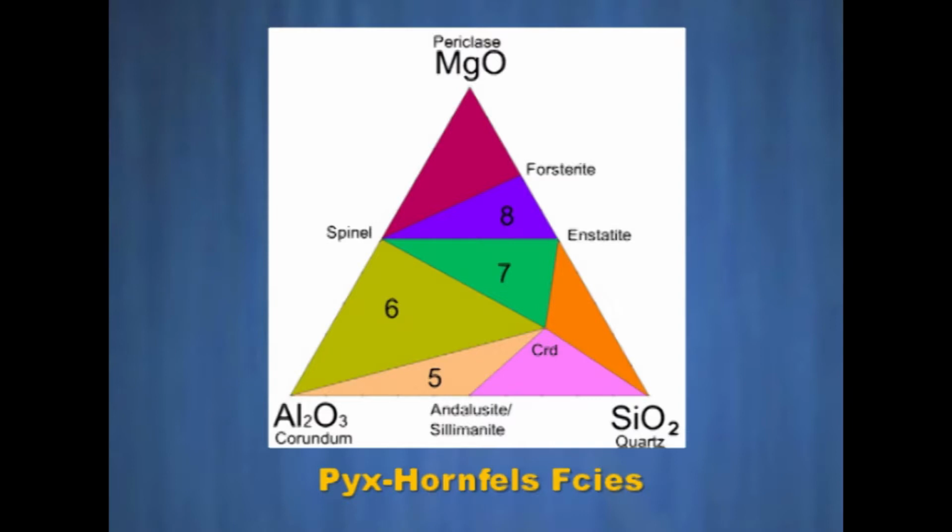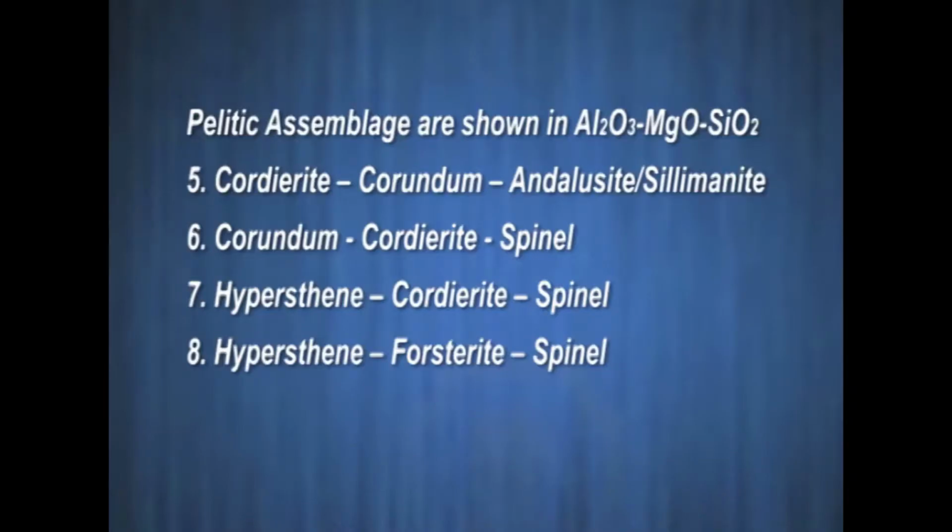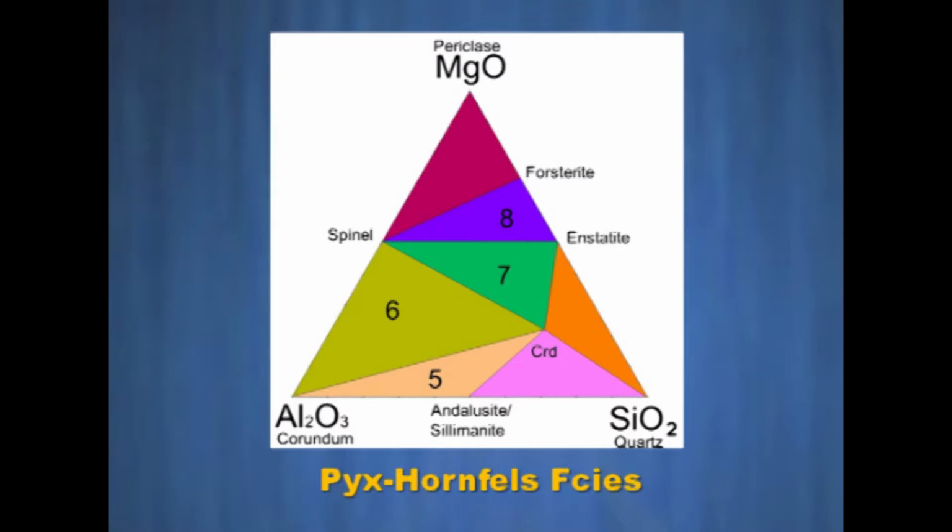If we see the pelitic assemblages as shown in the figure, Al2O3, MgO and SiO2 diagrams, we can observe the important assemblages, that is cordierite, corundum, andalusite, sillimanite, cordierite, corundum, spinel, hypersthene, cordierite, spinel and hypersthene, forsterite, spinel.